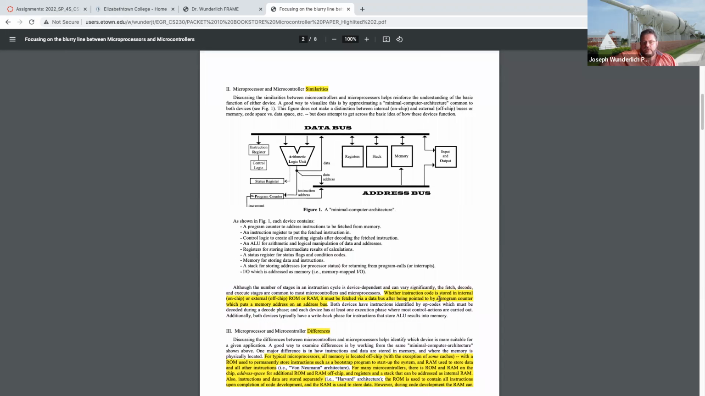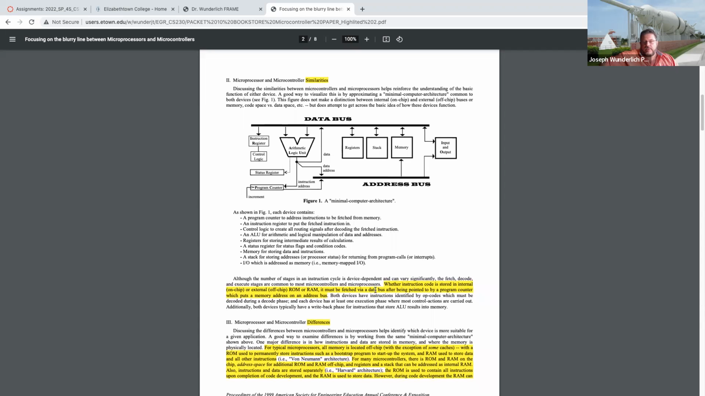Also, whether instruction code is stored in an internal chip or external off-chip ROM or RAM, it must be fetched via a data bus after being pointed to by a program counter, which puts a memory address on the address bus. So talking about similarities, we always have that fetch, decode, execute thing in any kind of processing.